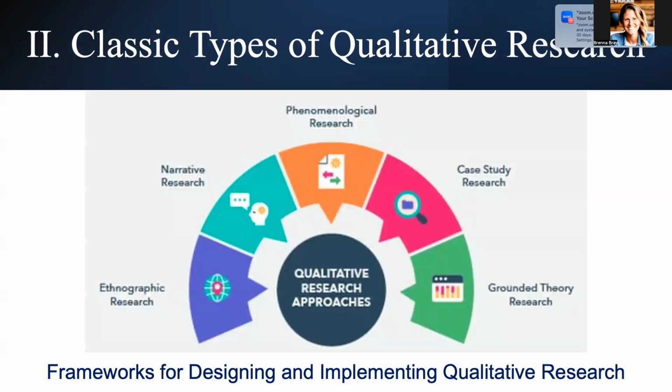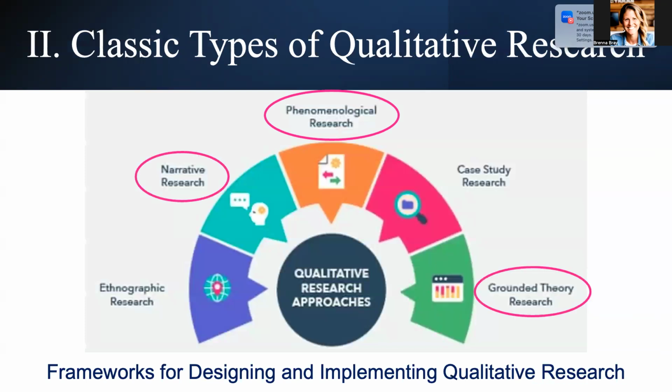So here are the different types of qualitative research design we're going to talk about: phenomenological research, grounded theory research, narrative research, ethnographic research, and case studies.